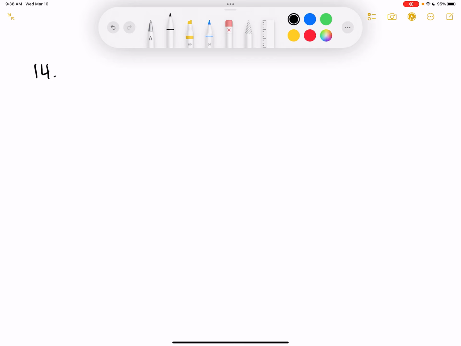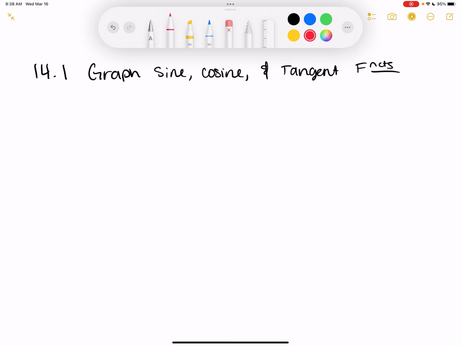Okay, so 14.1 is graph sine, cosine, and tangent functions. Okay, yes. Good news is you only have to graph the parent functions. So the modified instructions for all of these problems, it says to graph. I say no.